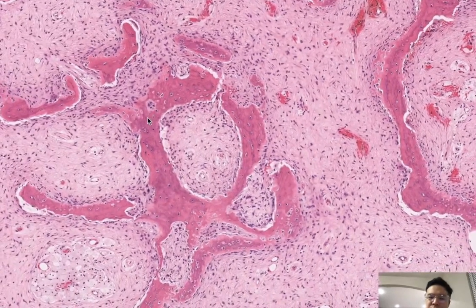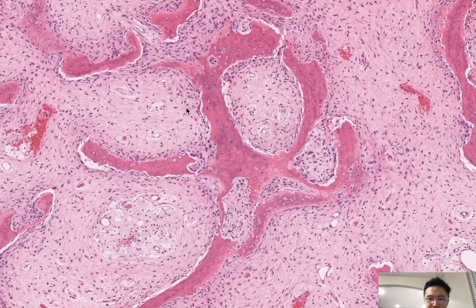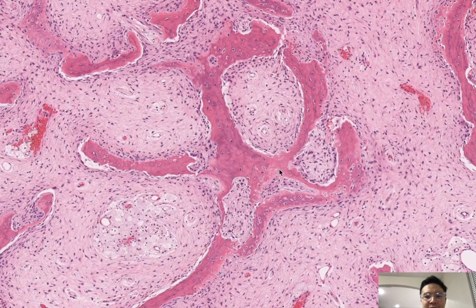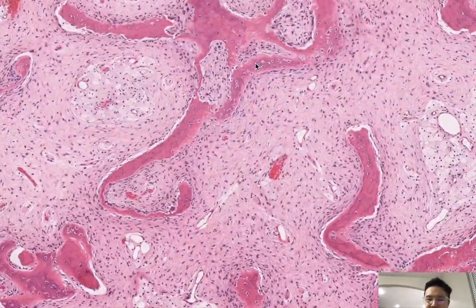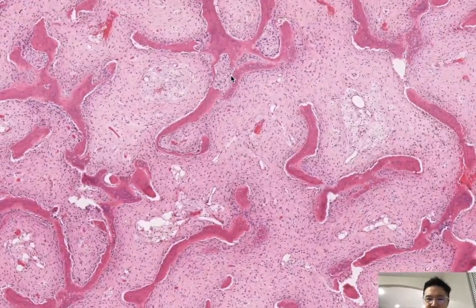And you can also get an MDM2 amplification if you are not sure. The latter two, the osteosarcomas, the low-grade central and the parosteal, should amplify. Fibrous dysplasia is not driven by MDM2. It is driven by GNAS mutation.